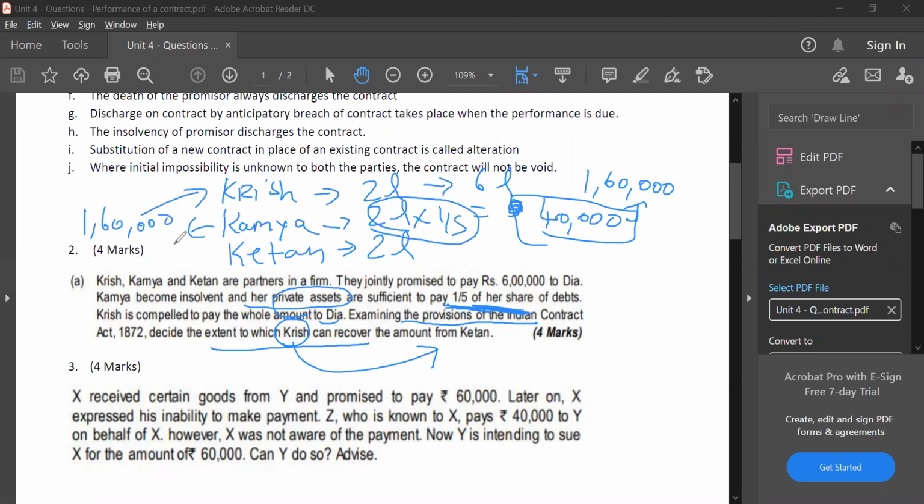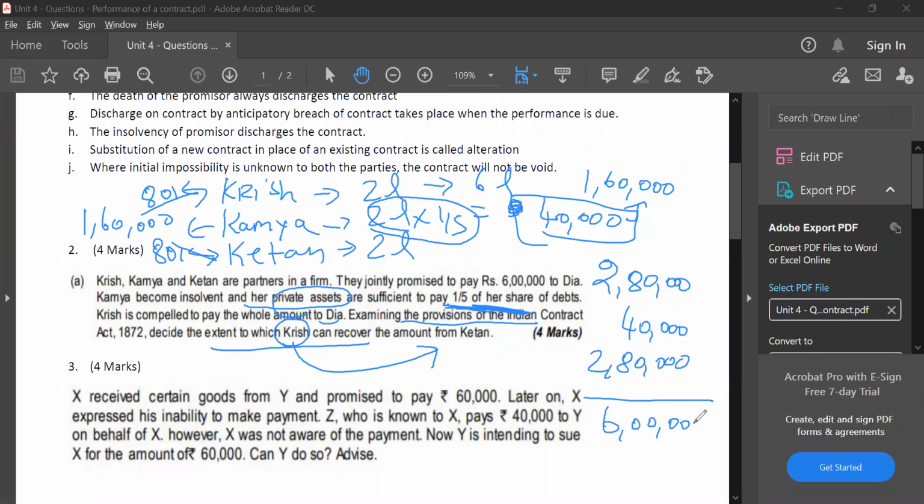This loss will be shared by Krish and Ketan equally. Krish will pay 80,000, Ketan will pay 80,000. Therefore, totally Krish has to pay 2,80,000. Kamya paid 40,000 and Ketan should pay 2,80,000. These are the numbers. Total will come to 6 lakhs. Understanding, guys? So how much will Krish recover? 40,000 from private assets of Kamya, and he will recover the entire 2,80,000 from Ketan because Ketan did not pay himself.